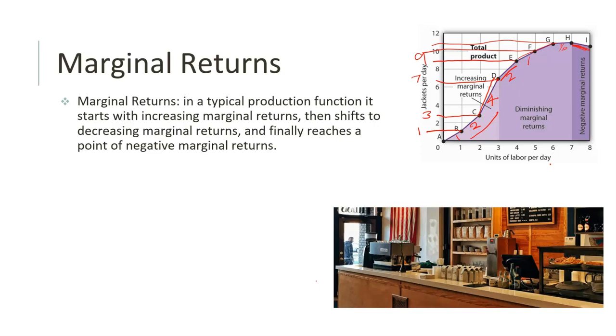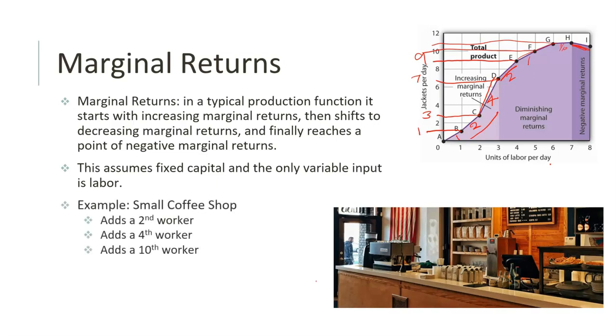So if we wanted to have 10 coffee baristas, we need to have a much bigger coffee shop. So we're going to assume that this graph is showing us fixed capital in the short run, and the only thing that we're changing is labor. So in our example of a coffee shop, maybe our second worker, we're still getting increasing marginal returns. The fourth worker, we're getting decreasing. They're still able to add to the number of coffees we make. We're still being more productive with that fourth worker, but it's just not as much as that initial bump from getting the second worker. And then maybe with the 10th worker, we're getting negative marginal returns because there's just too many people back there.